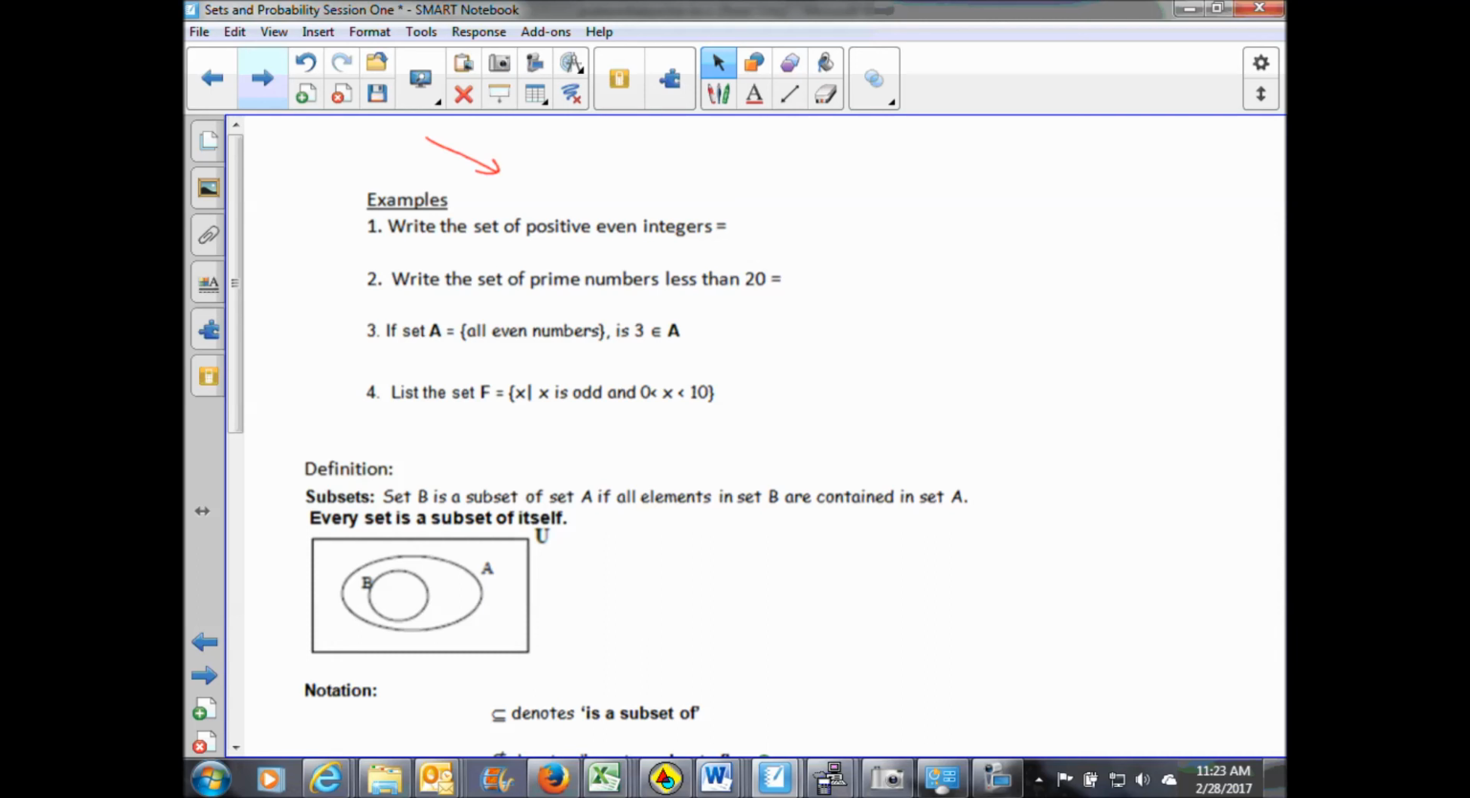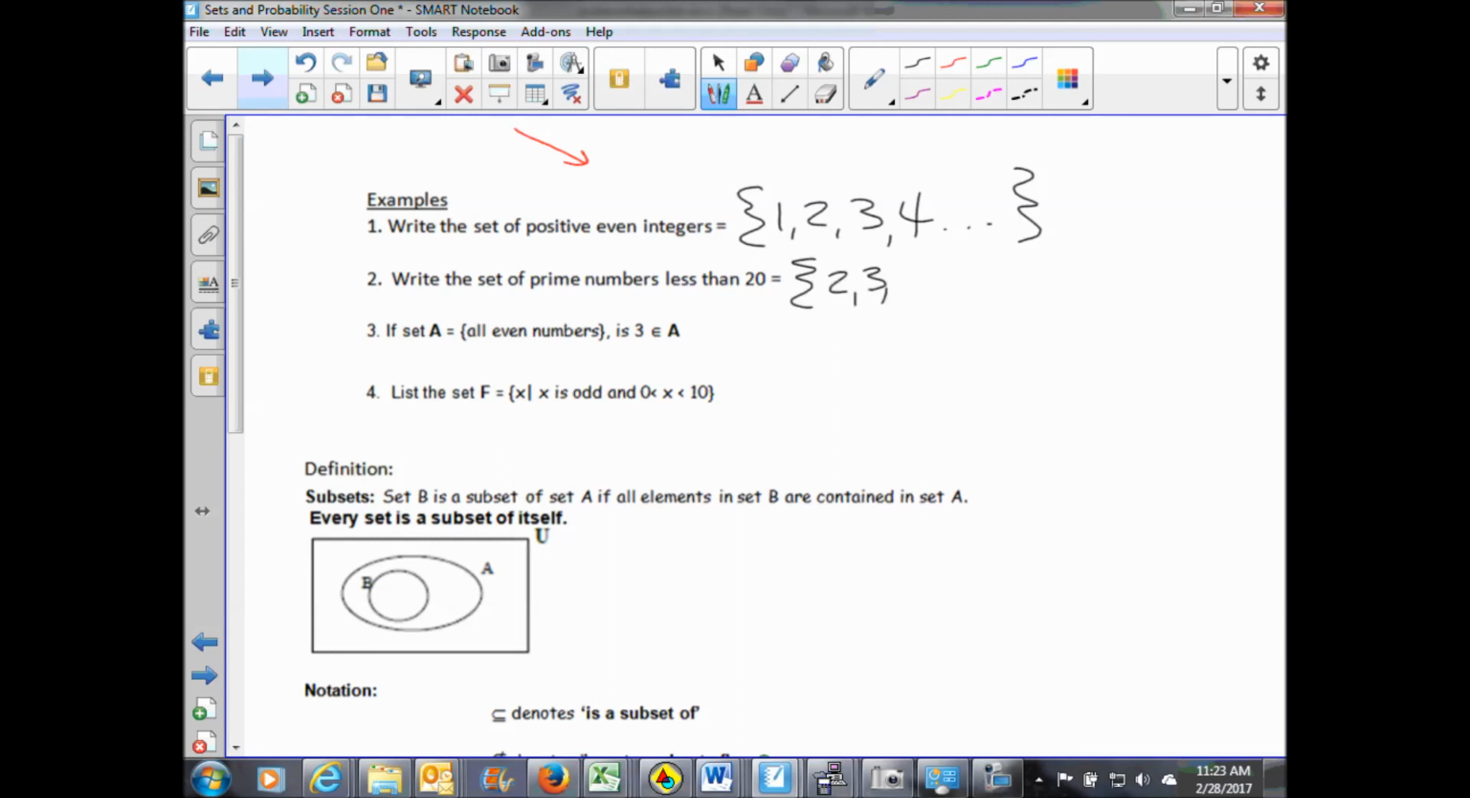Okay, and we're back. Now you have taken these 4 examples and you've written out what you think the answers are. So the set of positive integers would be 1, 2, 3, 4, and so on. In other words, positive integers is just another name for the set of natural numbers or the set of counting numbers. Number 2, the set of prime numbers less than 20: 2, 3, 5, 7, 11, 13, 17, 19. That's the set of prime numbers less than 20.